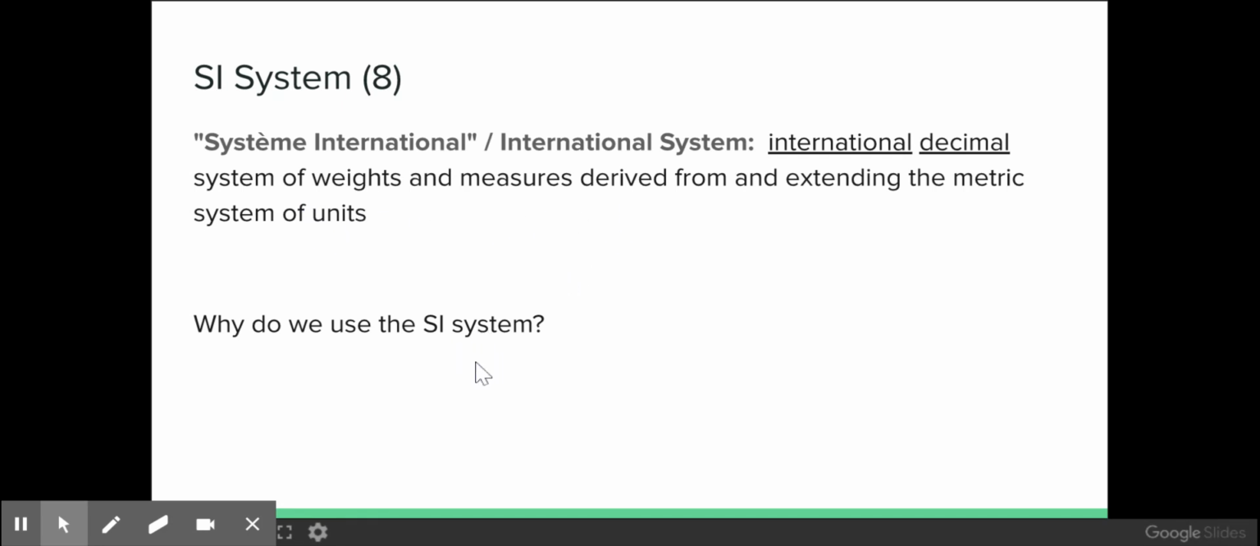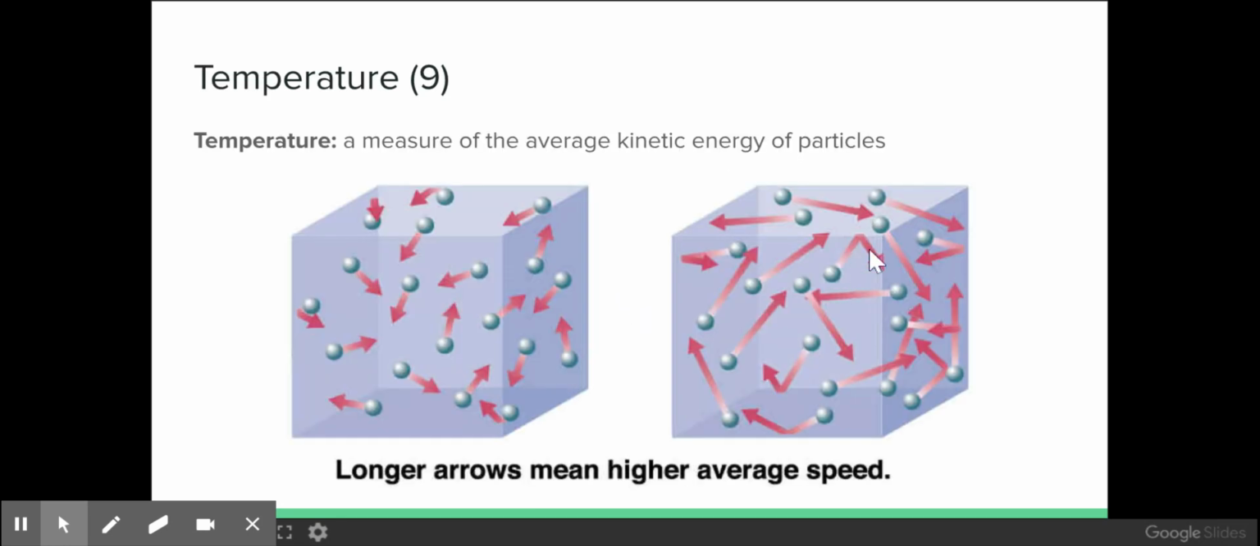Why do we use the SI system? It's international. Scientists can communicate with each other much more easily. It's decimal. It's based on denominations of 10. So you don't have to remember that there's 4 cups in a quart. You don't have to remember that there's 5,280 feet in a mile. It's very easy to remember denominations of units.